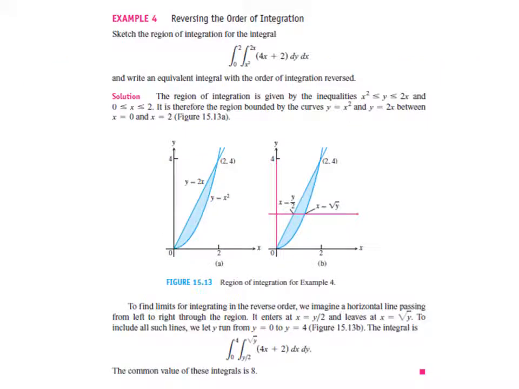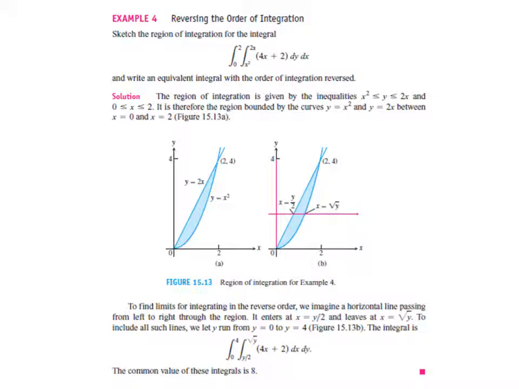Let us take example 4. Evaluate the double integral by changing the order of integration. So here the integral is integration from 0 to 2 and integration from x square to 2x, 4x plus 2 into dy dx. It means y limits are x square to 2x and x limits are from 0 to 2. So here in the present limits, the y limits are the variable limits.